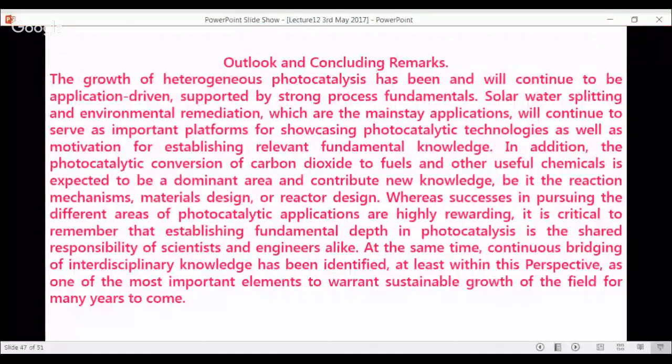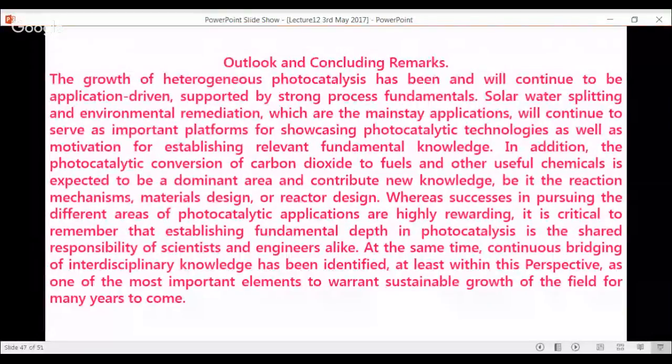The growth of heterogeneous photocatalysis has been and will continue to be application-driven, supported by strong process fundamentals. Solar water splitting and environmental remediation, if you are looking for pollution control, are the mainstay applications and will continue to serve as important platforms for showcasing photocatalytic technologies, as well as motivation for establishment of relevant fundamental knowledge. In addition, photocatalytic conversion of carbon dioxide to fuels and other useful chemicals is expected to be a dominant area and contribute new knowledge, be it in reaction mechanism, material design, or reactor design. All these things are relevant for water decomposition also.